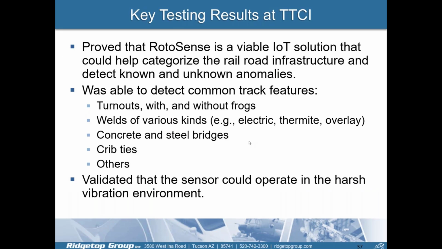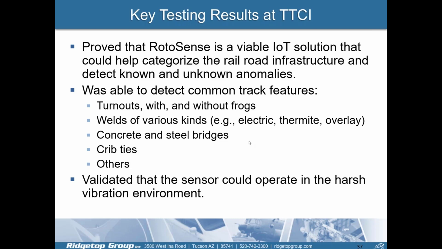Some of the key testing results at TTCI are that we proved RotoSense is a viable IoT solution that could help categorize the railroad infrastructure and detect known and unknown track anomalies. We were able to detect different types of turnouts with and without frogs, welds of various kinds, concrete and steel bridges, crib ties, and others. So this validated that the sensor could operate in this harsh operating environment.